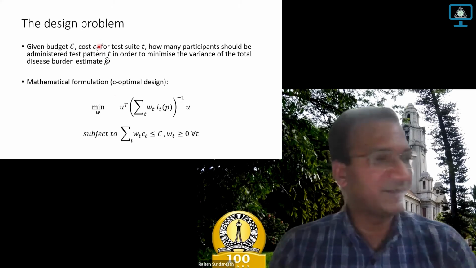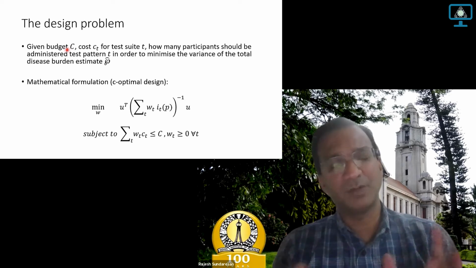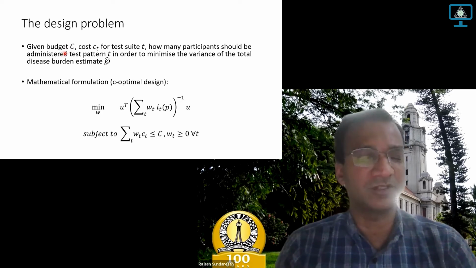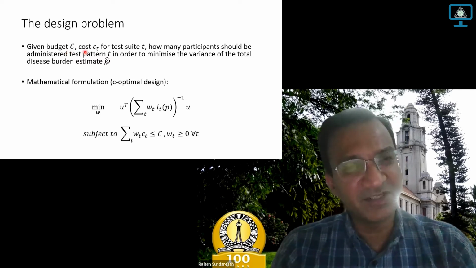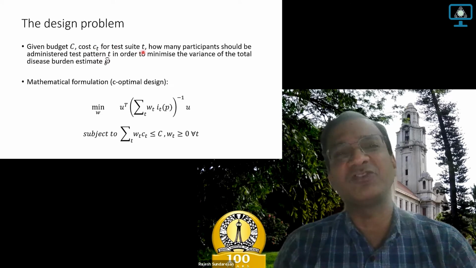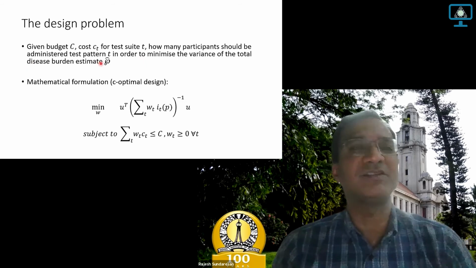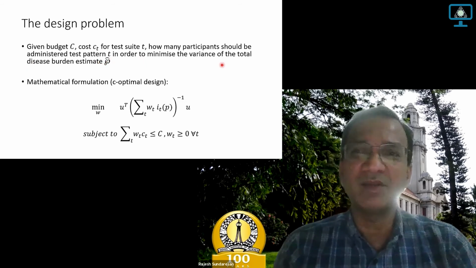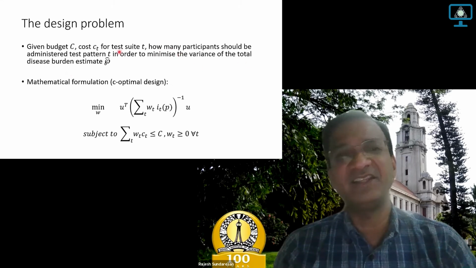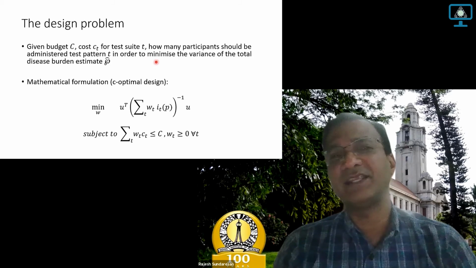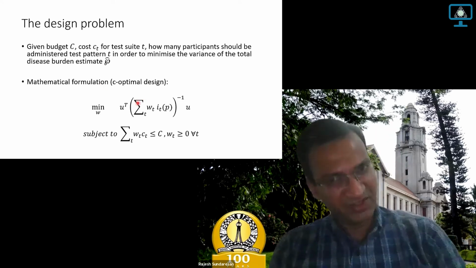So here's the design problem. Given a budget cost C, so we have an overall budget within which we need to ensure that our test suites, etc., are picked. Given a cost CT for the test suite T, and we have this cost for all the tests, how many participants should be administered test pattern T in order to minimize the variance of the total disease burden? So this is exactly the design that we are looking for. And the optimality criterion is to minimize the variance of the total disease burden. Mathematically, this is called C-optimal design.